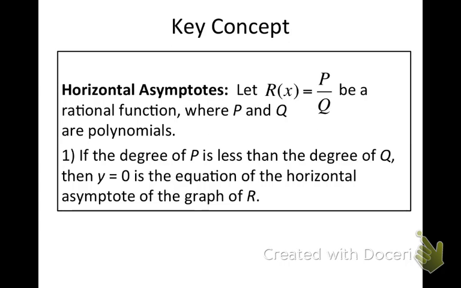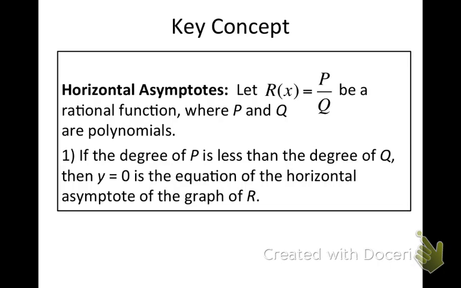Horizontal asymptotes get a little bit more confusing. This is a matter of memorization. If you have your rational function, where p is some polynomial in the numerator and q is some polynomial in the denominator, we have three things that you need to memorize. You've got to get this stuff stuck in our heads.